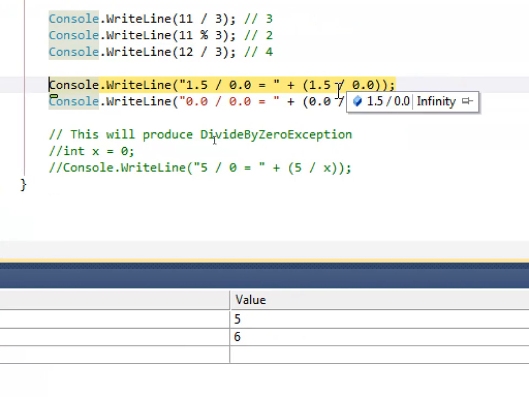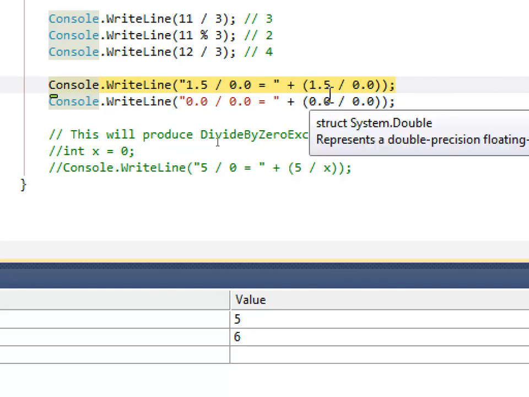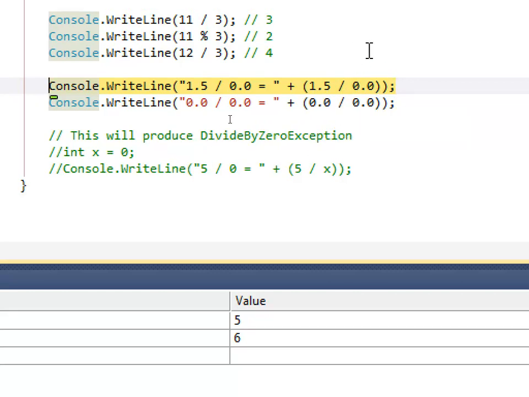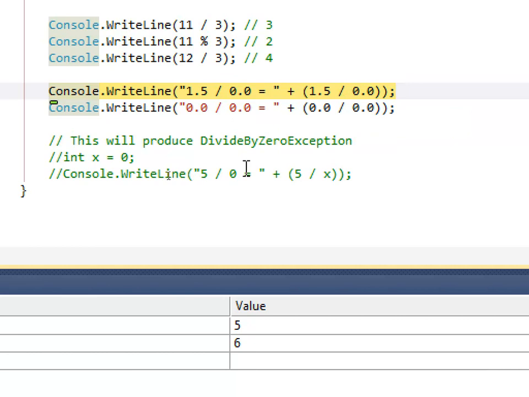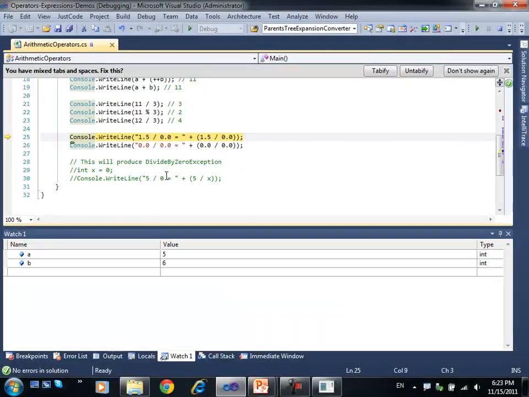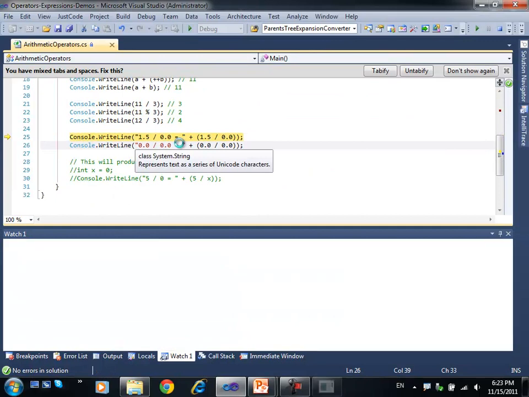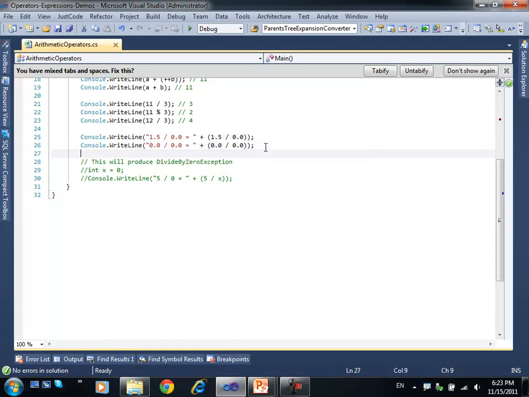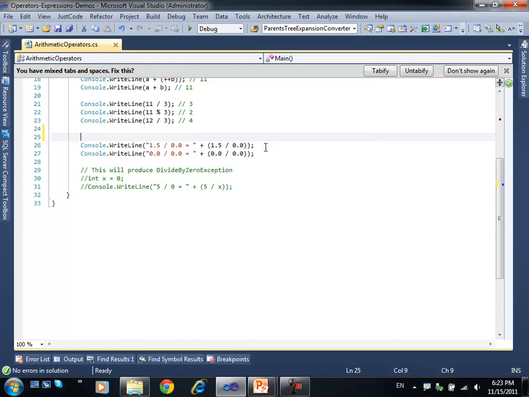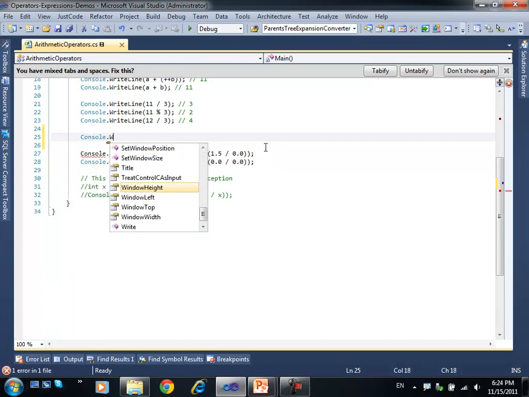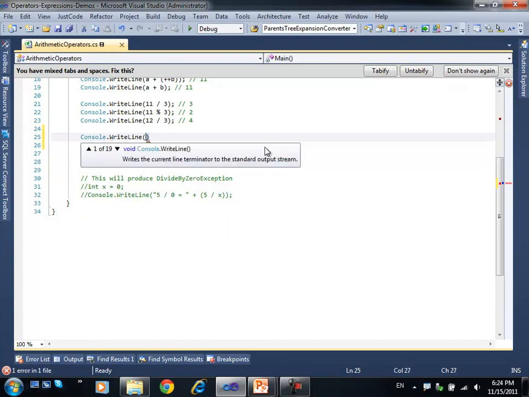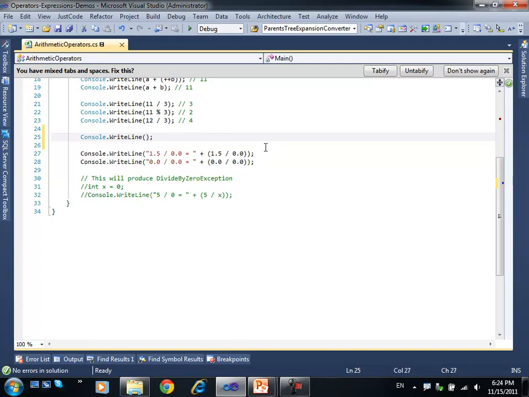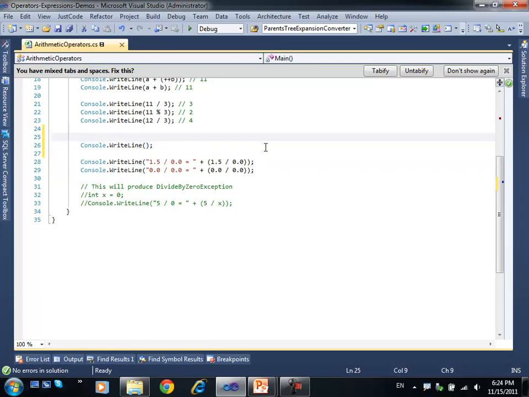We are dividing here 1.5, but we are dividing by 0, which is an interesting case. Basically, division by 0, let me get back to normal zoom, and let's see a few examples of this. If we take and try to divide, for example, okay, let's take two new integers.